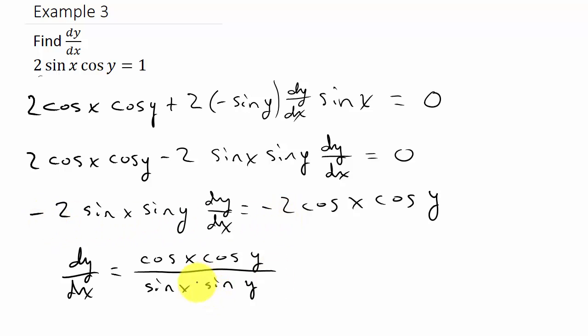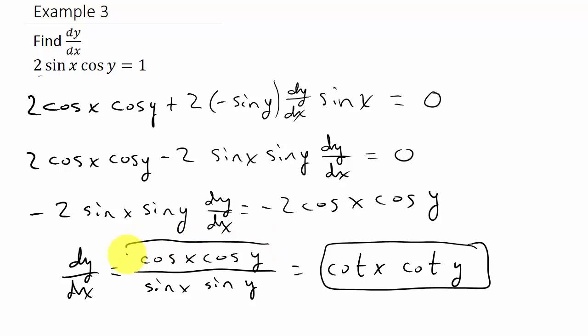And so this would be your answer here, or if you wanted to, well, we have cosine x over sine x, which is cotangent x, and cosine y over sine y is cotangent y. So this, or I guess, if the teacher lets you, you can leave it like that too.